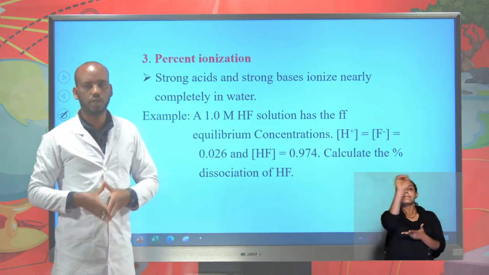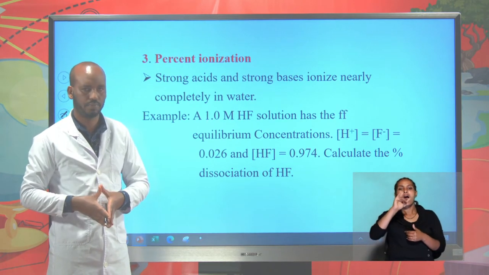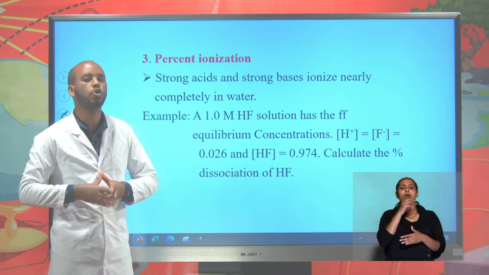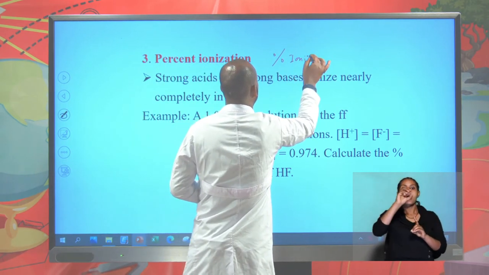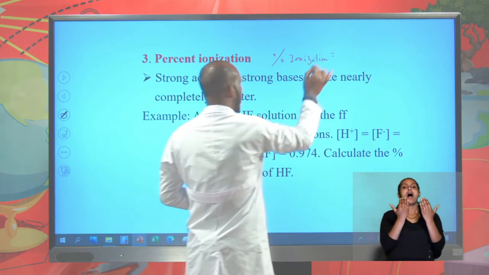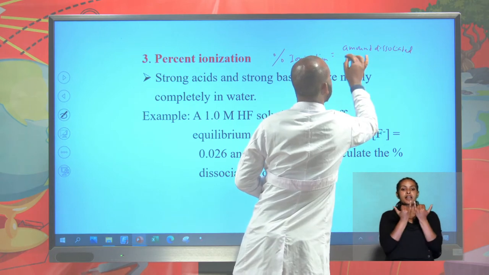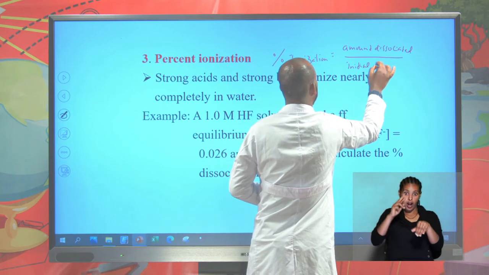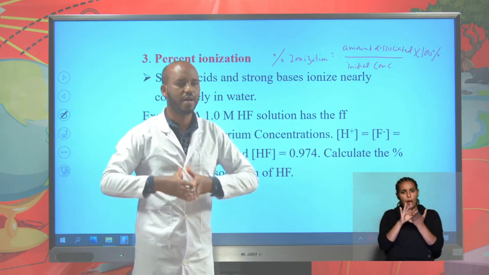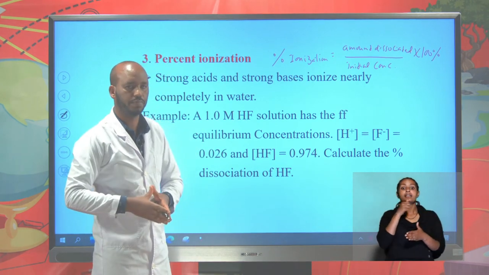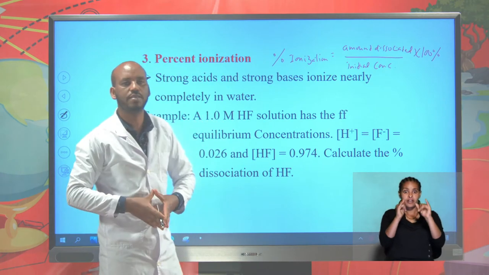3. Percent ionization. Percent ionization is the extent to which an acid or a base is ionized, the extent to which an acid or a base is dissociated. Percent ionization, by definition, equals amount dissociated divided by initial concentration times 100%. If you wanted to calculate percent ionization, percent dissociation of an acid or a base, you can use this formula. Percent ionization equals amount dissociated divided by initial concentration times 100%.